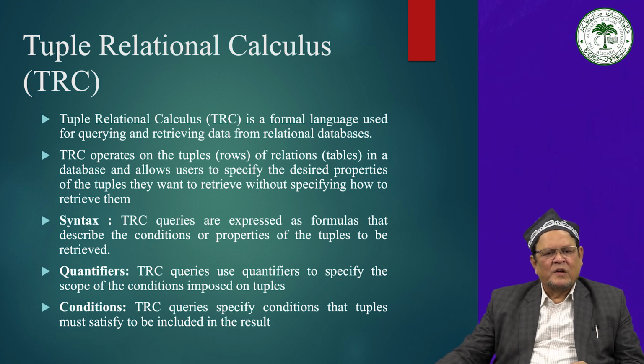Quantifiers. TRC queries use quantifiers to specify the scope of conditions imposed on the tuples. The existential quantifier is used to specify that there exists at least one tuple satisfying the given condition. The universal quantifier is used to specify that all the tuples satisfy the given conditions.